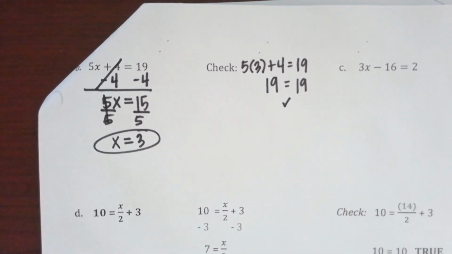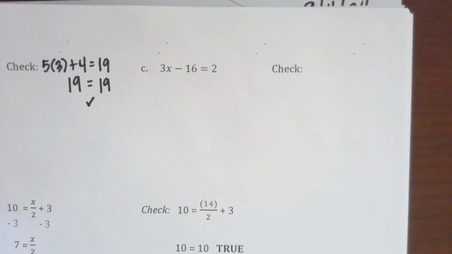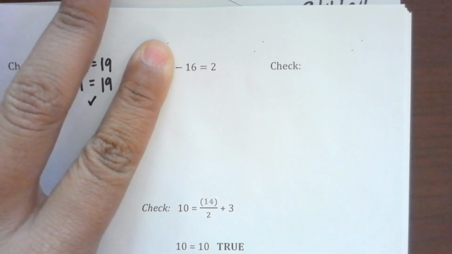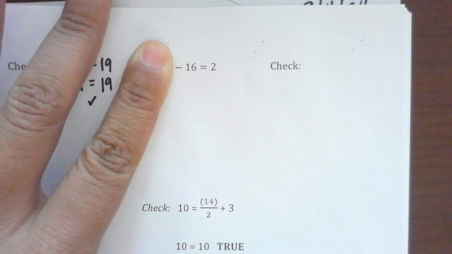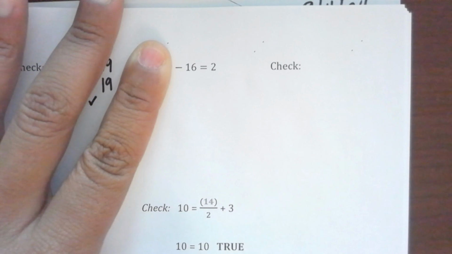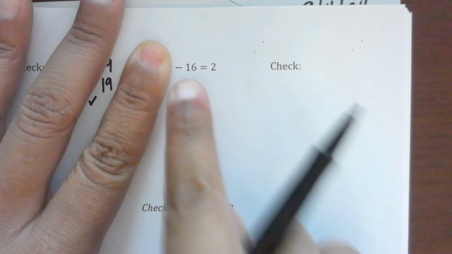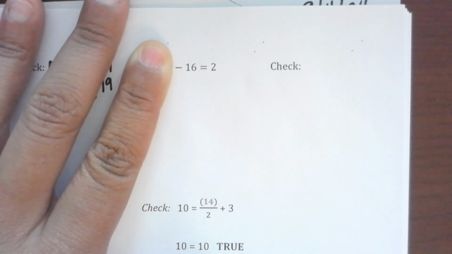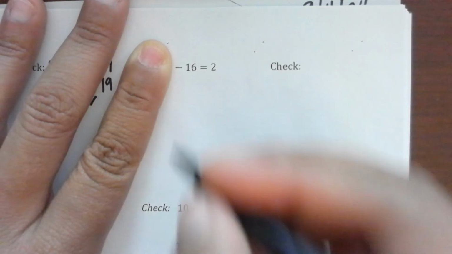Okay. Let's look at C. I have 3x minus 16 equals 2. They told me to move which one first, the constant or the coefficient? The constant. So which one's the constant? Negative 16. So if I covered this up, what's happening to the 16? A negative, so what operation's happening? If it's a negative 16, what operation's happening? Subtraction. What's the opposite of subtraction? Addition.